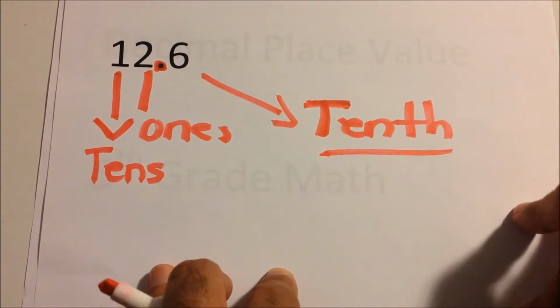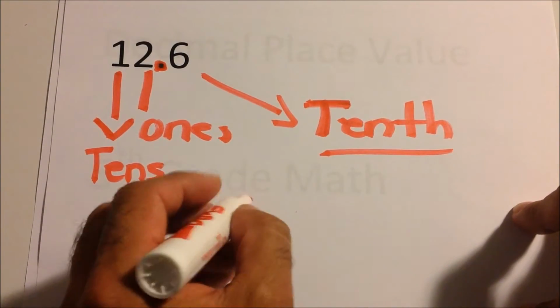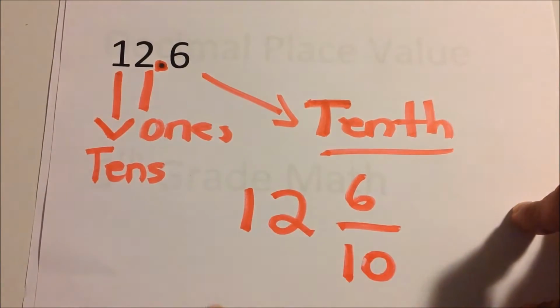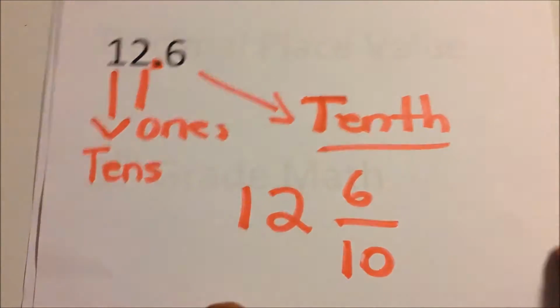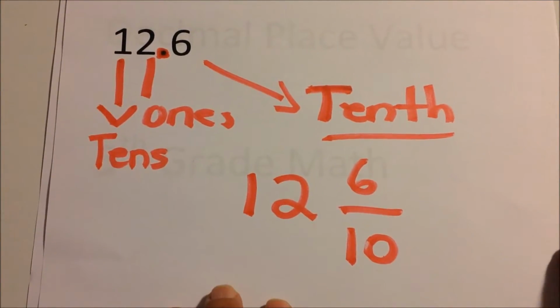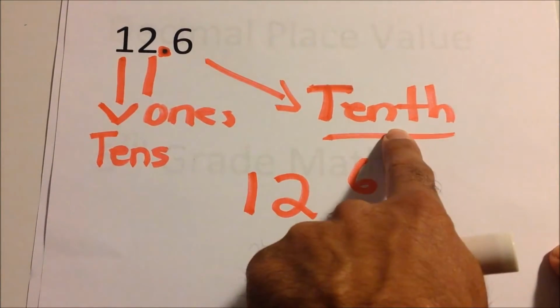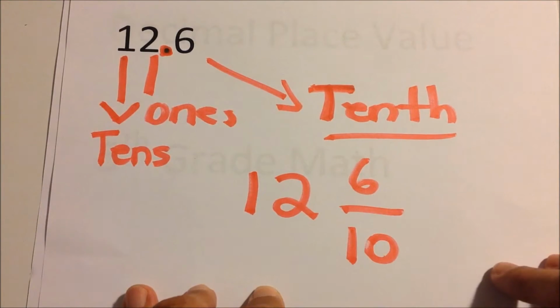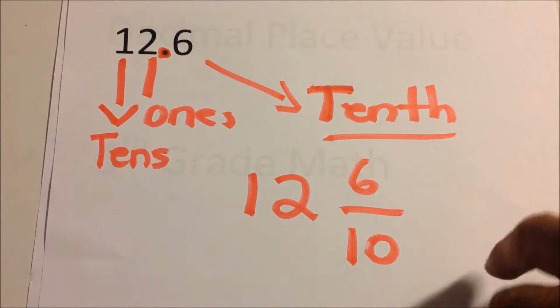And something about decimals you should know is they're like fractions. They are fractions. 12 and 6/10. That's the same thing. So in decimals, the first place value is the tenths place, not the oneths place. There's no such thing as a oneths place.